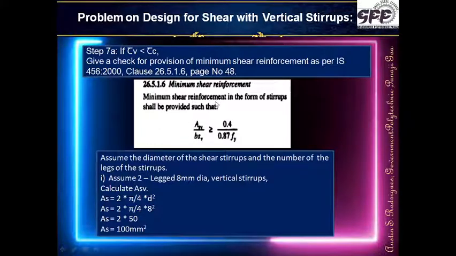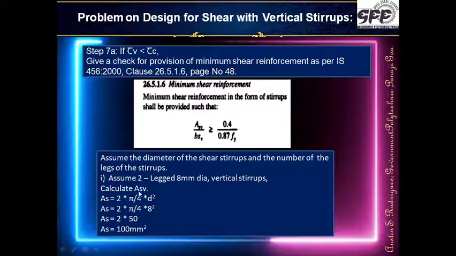It says minimum shear reinforcement in the form of stirrups shall be provided such that ASV upon B into SV is greater than or equal to 0.4 upon 0.87 Fy. In order to solve this, for ASV I assume the diameter of the shear stirrups and the number of legs. So assume two-legged 8 mm dia vertical stirrups. I am free to assume anything here, but the minimum number of legs can be 2. It can never be 1 because the loop has to go outside, covering the reinforcement. Minimum legs have to be 2. So assume two-legged 8 mm dia, that's the minimum possible for me, vertical stirrups.